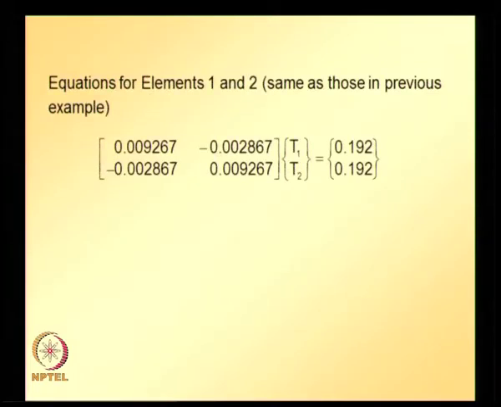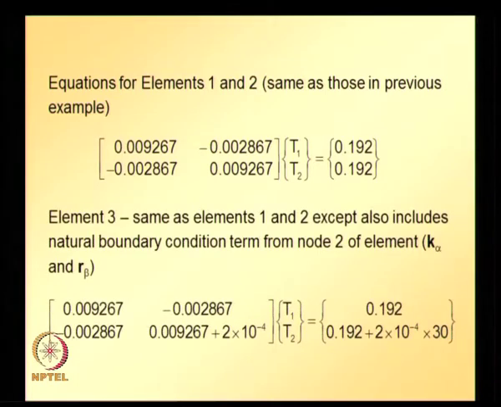So, the element equations for elements 1 and 2 are just repeated here, which were obtained in the previous example. Element 3 is the same as elements 1 and 2, except it also includes the natural boundary condition term for node 2 of the element, k alpha and r beta. So, making this small change we get the element equations corresponding to element 3.